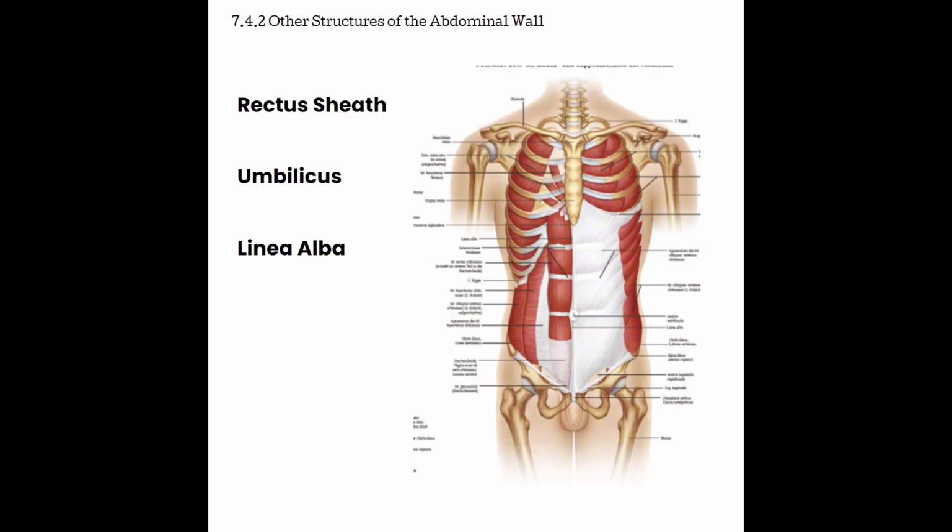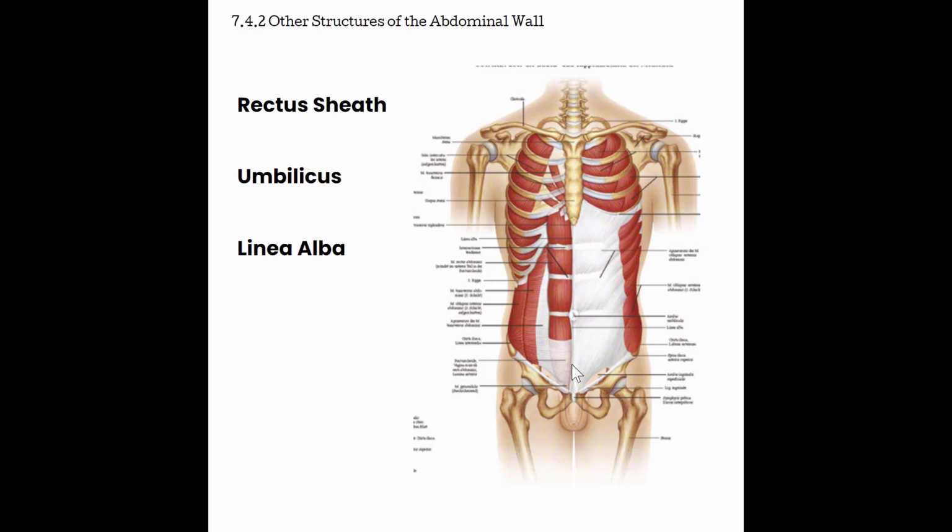Some other structures that we can see involving the abdominal wall include the rectus sheath. The rectus sheath is formed by the aponeuroses of the three flat muscles. So the transverse, internal, and external oblique muscles all have this fascia that comes together. That's the aponeurosis. Those are all going to come together and form the rectus sheath. It's going to enclose the rectus abdominis muscles as well as the pyramidalis muscles.